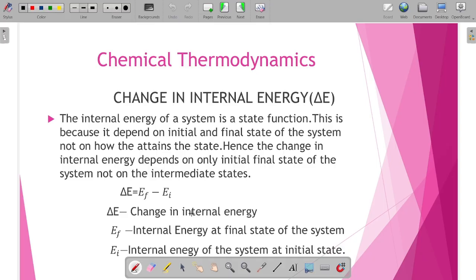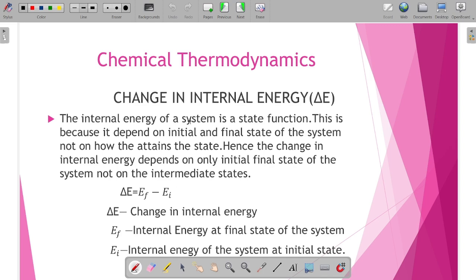The internal energy of the system is a state function. So here the change in internal energy is denoted by delta E, that is E_F minus E_I. E_F means internal energy at the final state, and E_I means internal energy at the initial state. So the difference is your change in internal energy.